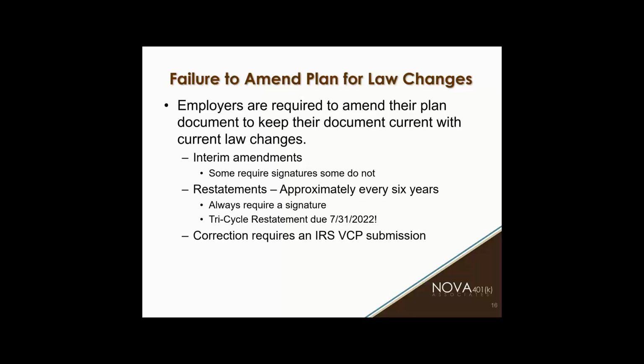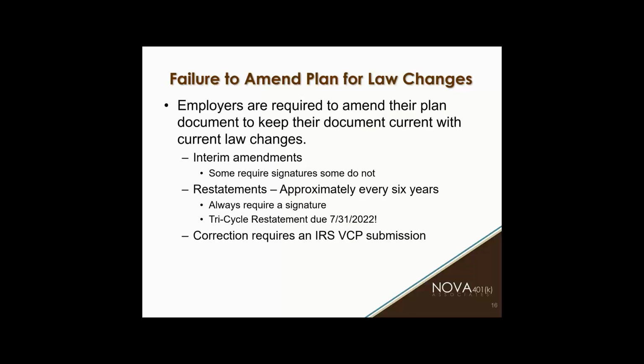So getting into some of the more common mistakes, number one would be the failure to amend your plan document for current law changes. So Congress changes the regulations and the laws governing 401k plans all the time. In fact, some of you may have heard of Secure 2.0 being the most recent legislation from Congress to affect 401k plans. And basically every 6 years or so, plans are required to update to new plan documents.